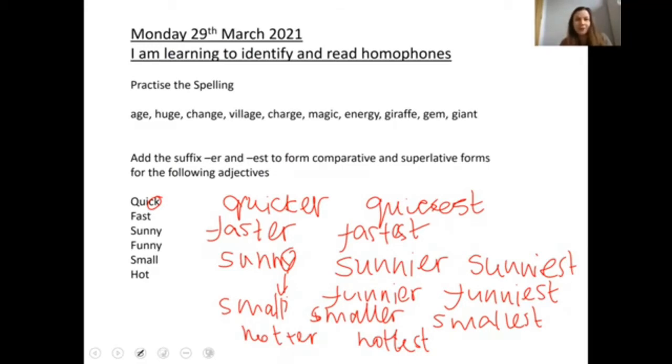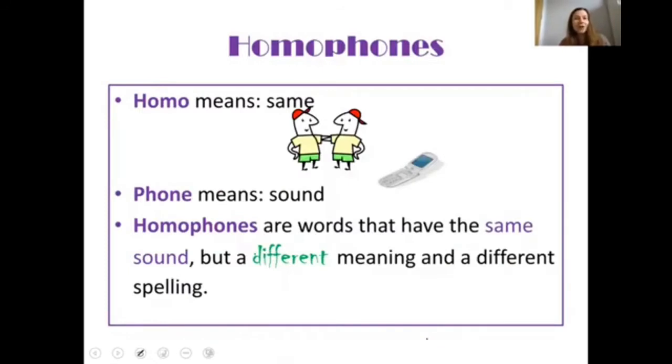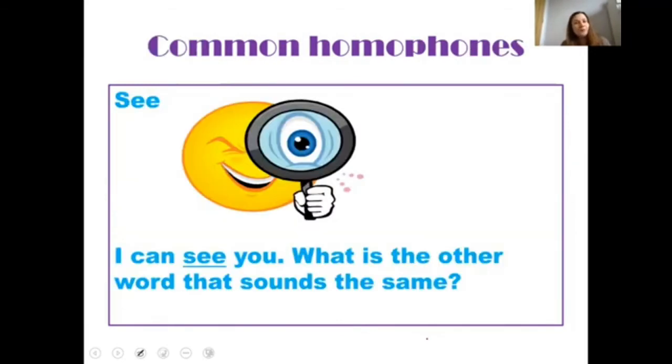Okay, now let's move on. Now, as I said, homophones, homo means same, and phone means actually sound. And homophones join together these two words mean words that have the same sound but a different meaning and a different spelling. And we're going to be looking at some common homophones. Common means that homophones we come across almost every day.